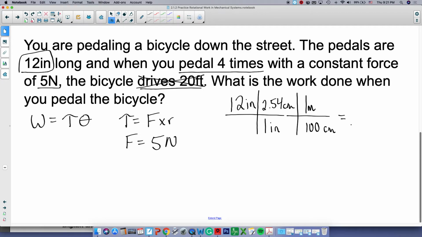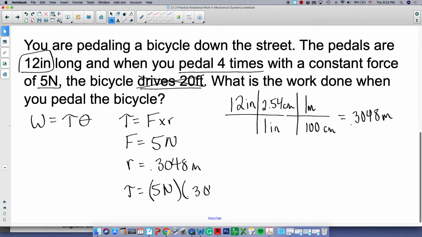0.3048. And just for the sake of having a better answer, you probably want to maintain as many decimals as possible here, and then round to 2 decimals at the end. So that 0.3048, that is our lever arm. All right, so we're just going to take those two. So 5 newtons times 0.3048 meters to get a torque of 1.524, and that is Newton meters.